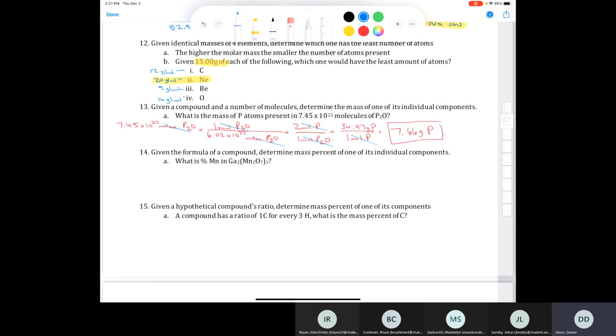Number 14, if we're given a formula of a compound, determine the mass percent of one of its individual components. And she says, what's the percent of manganese in dimanganese heptoxide is what this polyatomic ion would be here. Now this one's just kind of a pain in the neck, right?